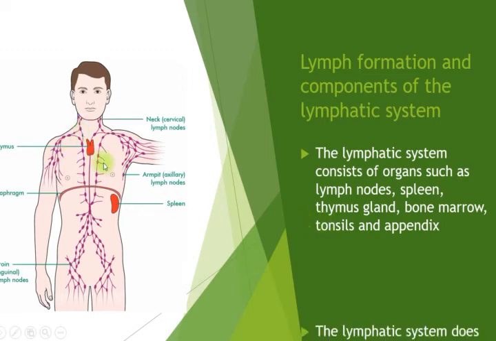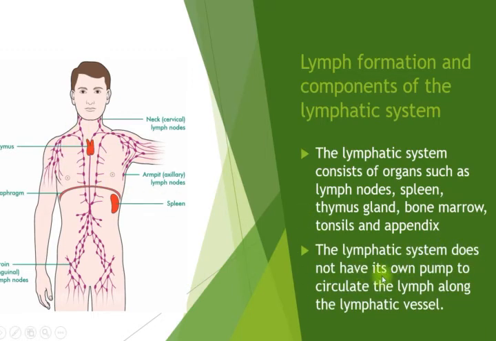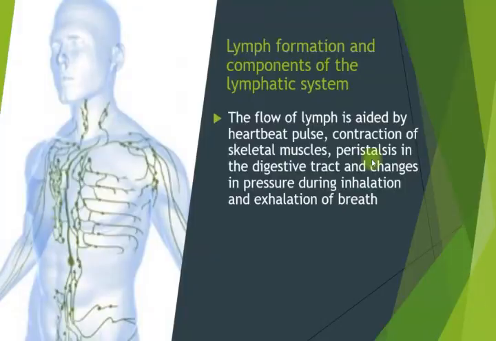The lymphatic system does not have its own pump to circulate the lymph along the lymphatic vessel. So there is no pump in the lymphatic system. This is the thymus, this is the spleen. The flow of lymph is aided by heartbeat pulse, contraction of skeletal muscles, peristalsis in the digestive tract, and changes in pressure during inhalation and exhalation of the breath. That's how the lymph flows.